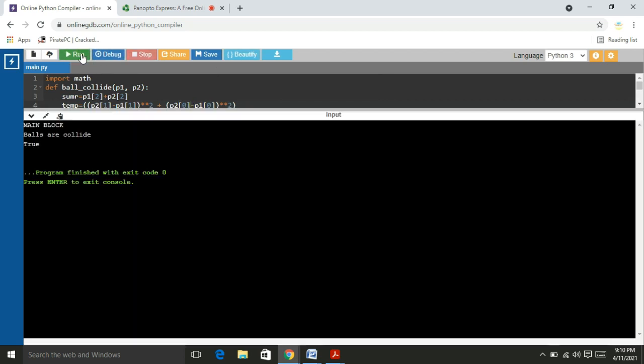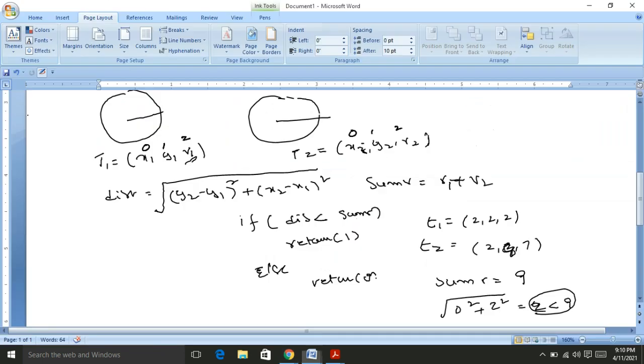right? Main block true. Why? Because I am going to explain this one. Suppose, let me consider this one, right? Let me consider this one, 2, 2, 2, 4, 7. So 2 is less than 9. Suppose the balls do not collide, we are going to consider the T1 and T2 values.